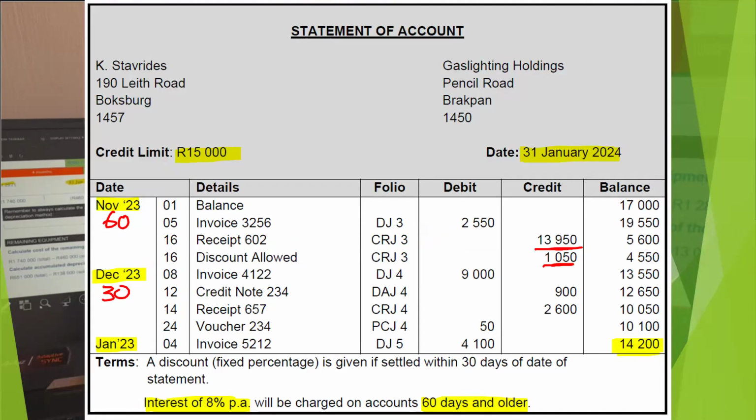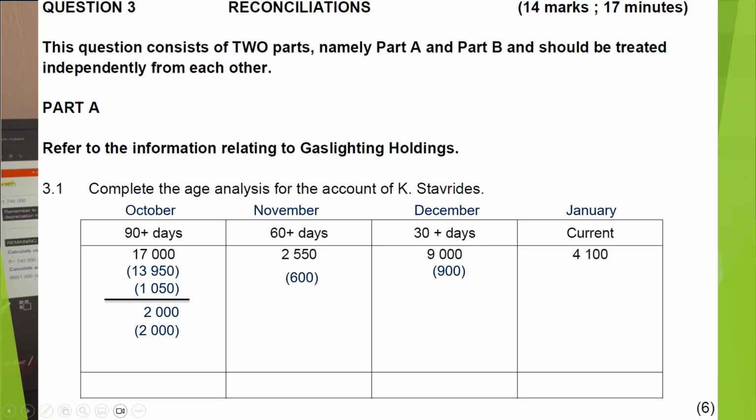The next one says that there's a voucher there, which was in the PCJ for 50 rand. That is a refund. Because it is a refund, it will result in us owing. So things like your penalties and things that you are going to owe interest on, you allocate to the month it is charged. So that voucher will go to December. We will add it to December. It will increase what this debtor is owing us.